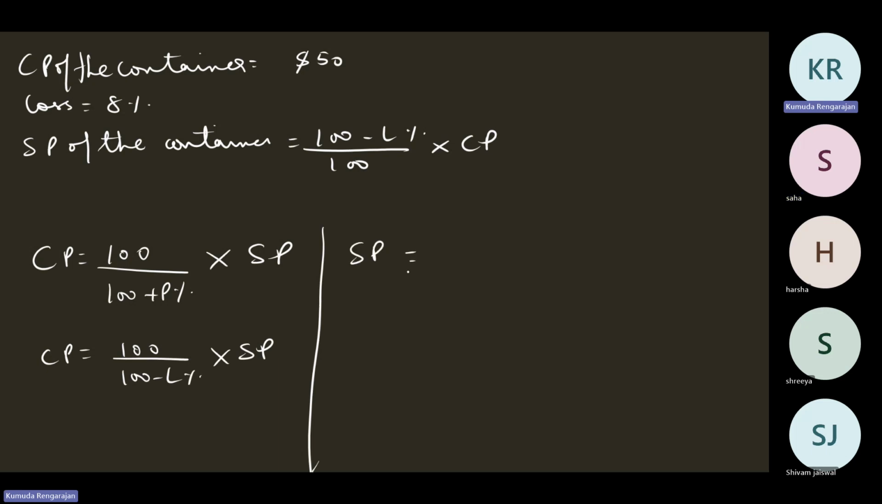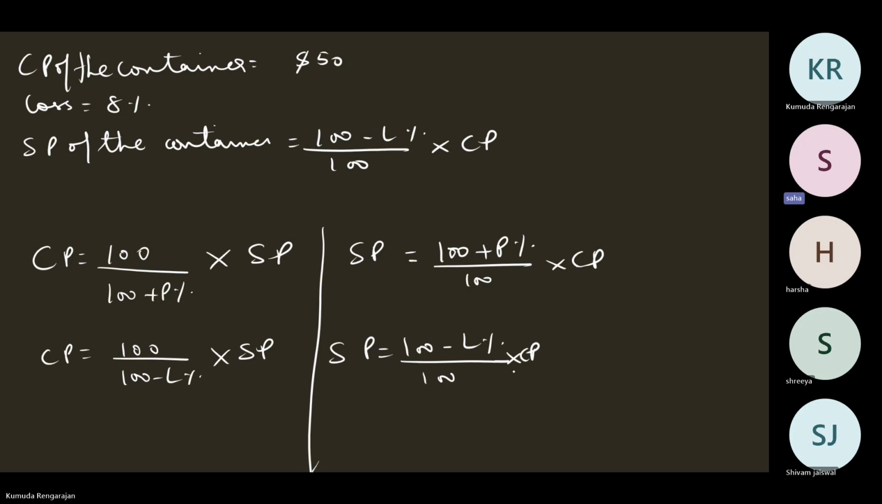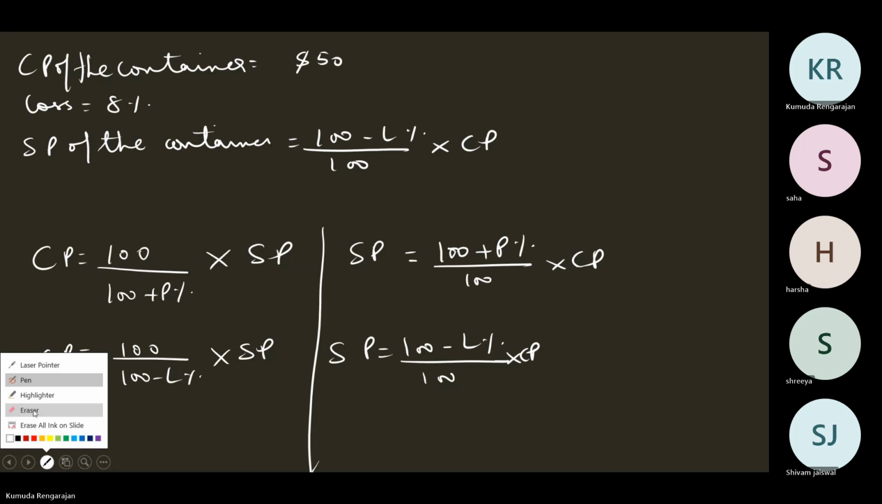If we have to find SP, then what will we have in the numerator? 100 plus profit percent, or 100 minus loss percent, by 100 into CP. Very good.